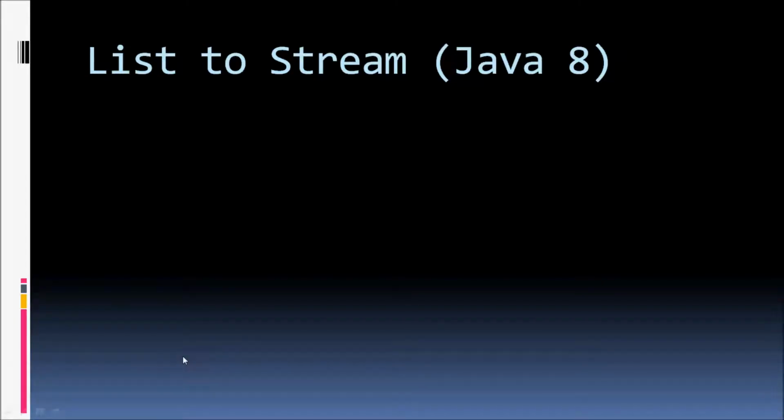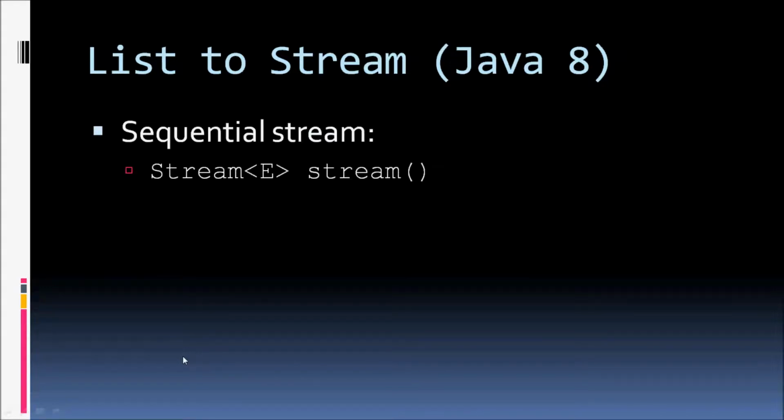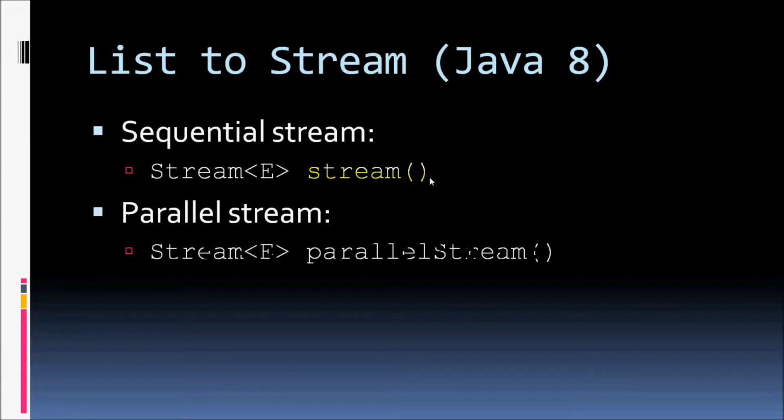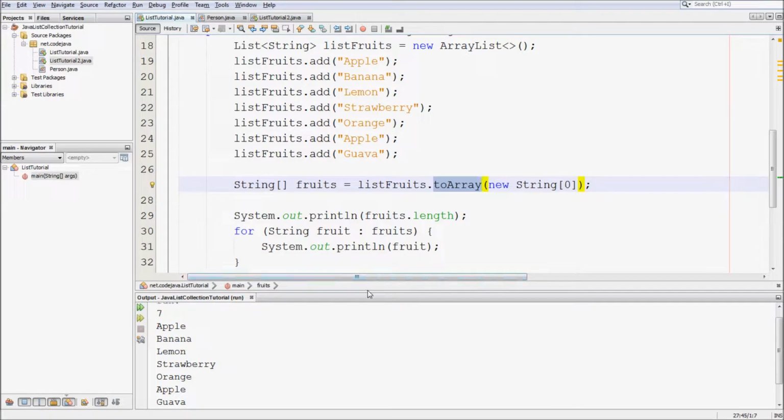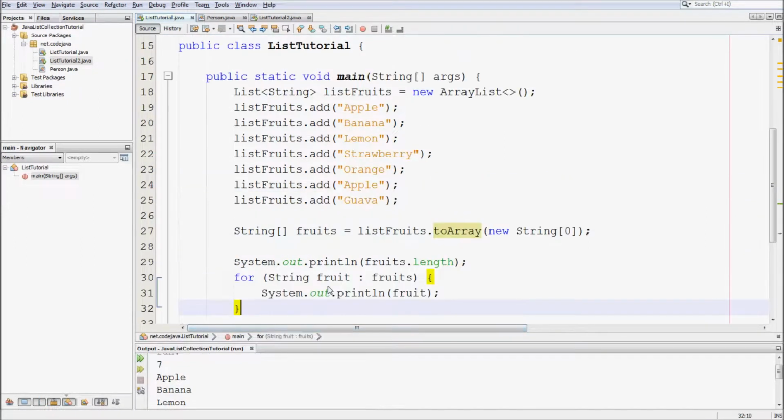From Java 8, we can convert a list to a stream to use the Stream API to perform various operations on elements of the stream. The stream method returns a sequential stream. The parallelStream method returns a parallel stream from the list collection. And now let's write some code to use a stream from a list collection.